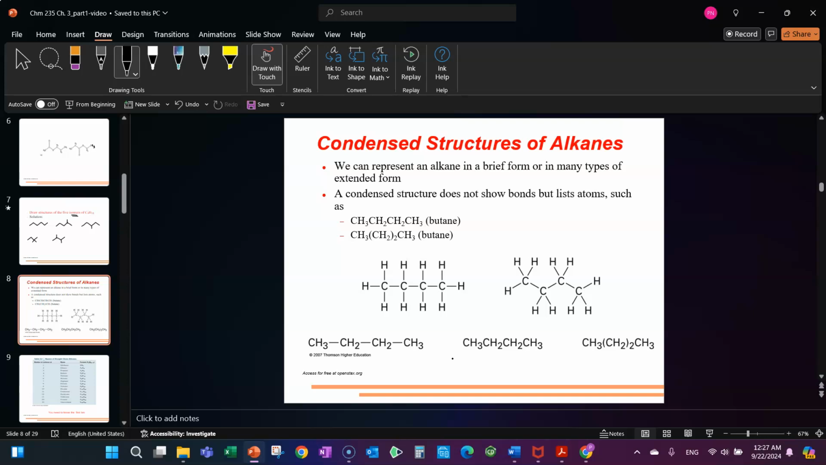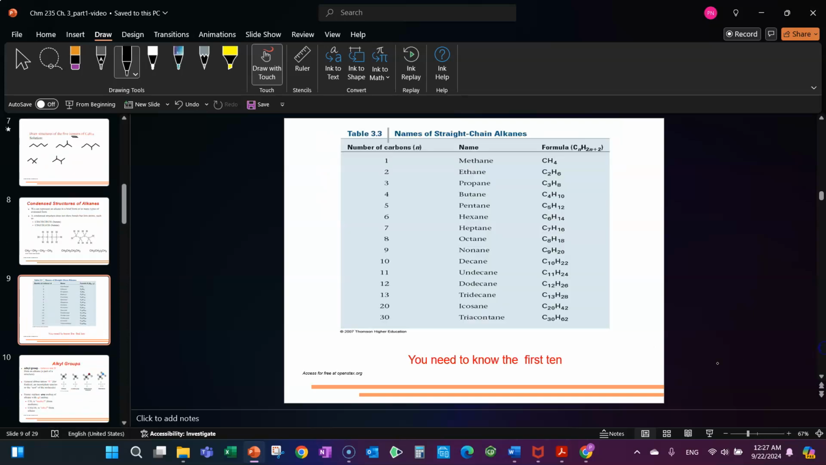I had already talked about how to represent condensed and skeletal structures, so we can skip that. Now you need to know the first 10 alkanes along with their formulas and names. You do not have to memorize the formulas, because remember, you can generate this whole series by just using the CnH2n+2 general formula, where you keep changing the n value. You need to learn up to the first 10, that is, up to decane, along with their names.